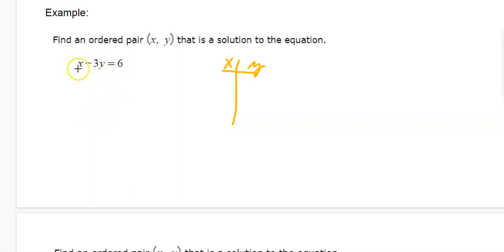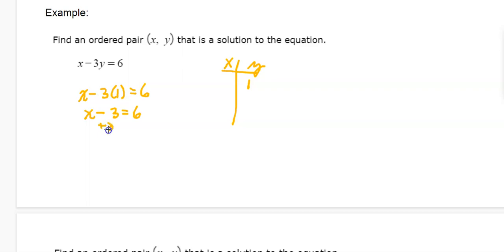So if I have something where the coefficient is 1, I'm going to pick a value for the other variable. In this case, I'm going to say y equals 1. So I have x minus 3 times 1 equals 6. Now I'm simply going to solve for x. So I have x minus 3 times 1 is 3 equals 6. I'm going to solve that now.